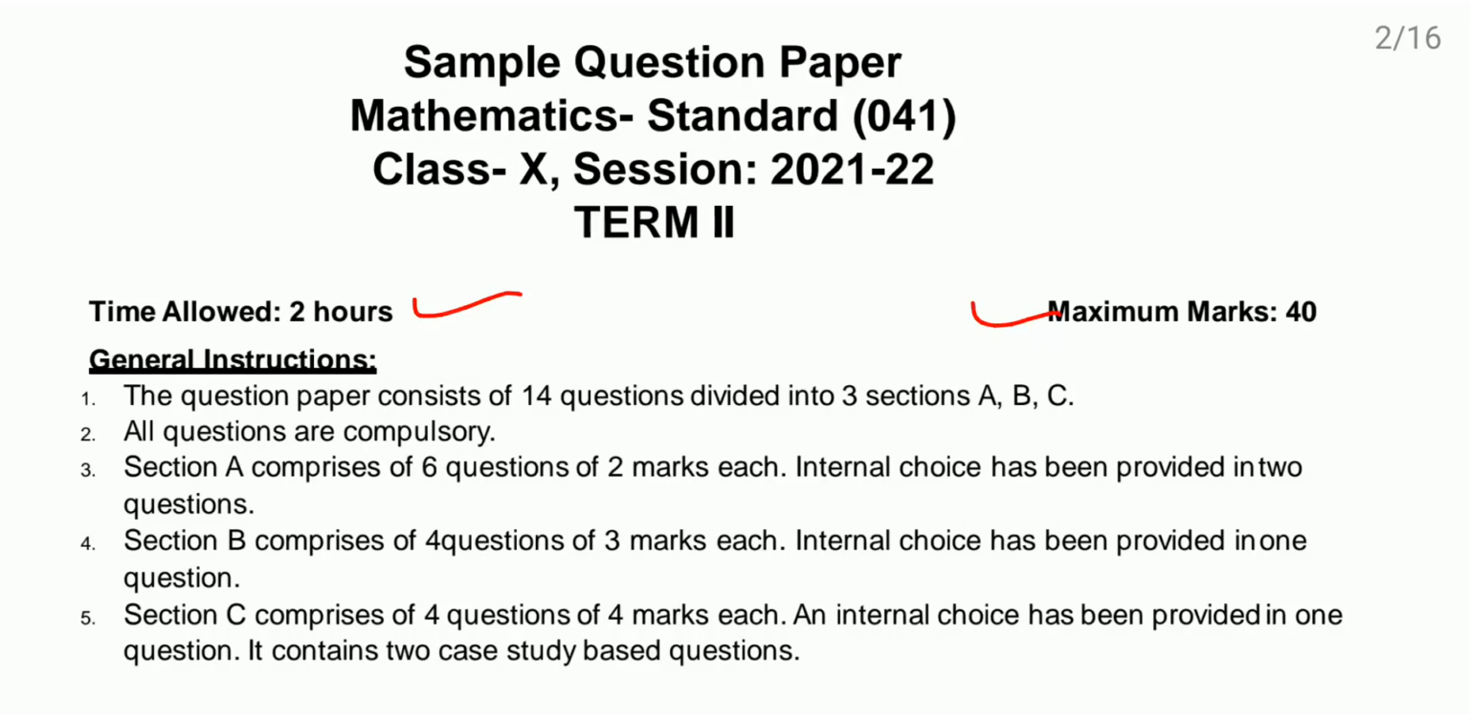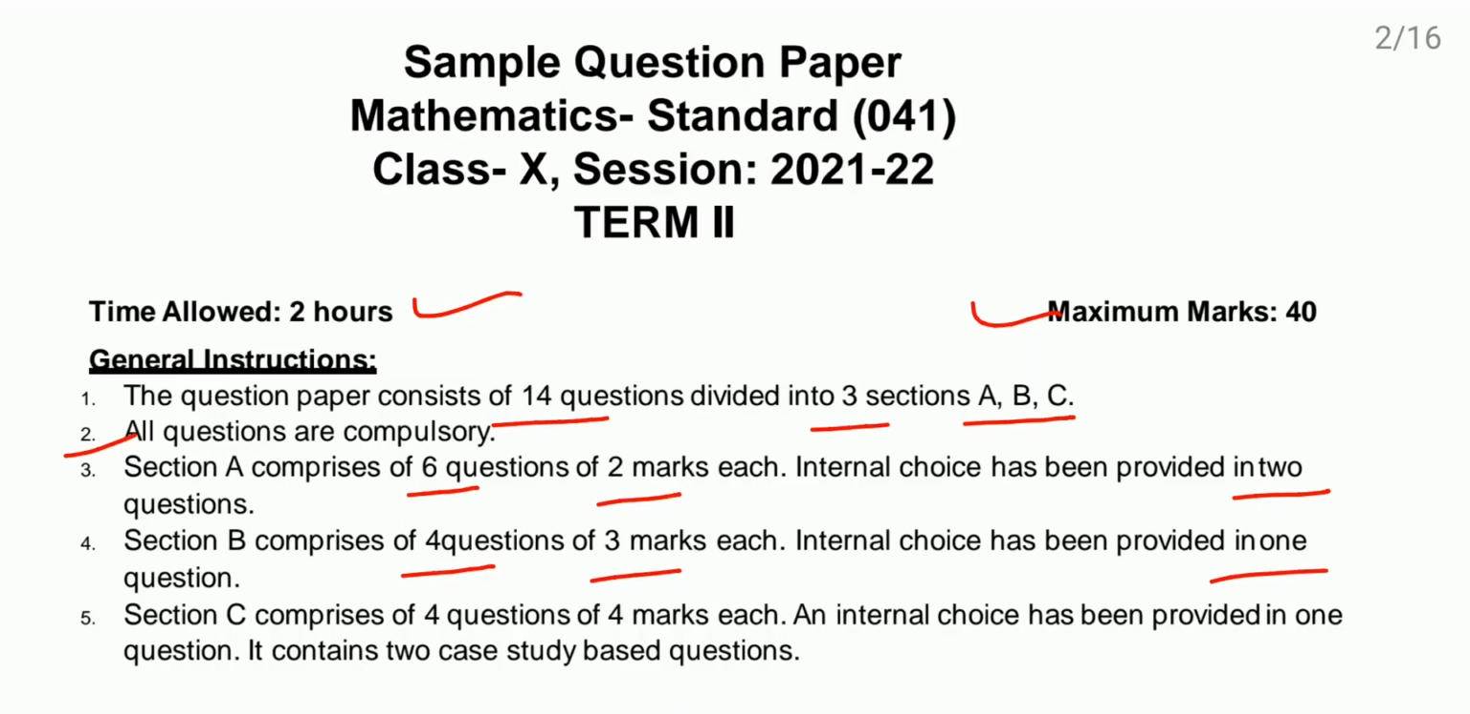The question paper consists of 14 questions divided into 3 sections A, B and C. All the questions are compulsory. In section A, there are 6 questions of 2 marks each. Internal choice has been provided in 2 questions. In section B, there are 4 questions of 3 marks each. An internal choice has been provided in 1 question.